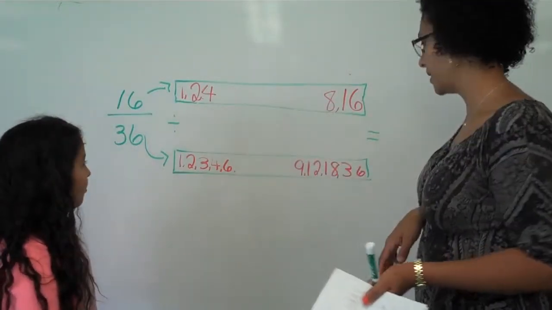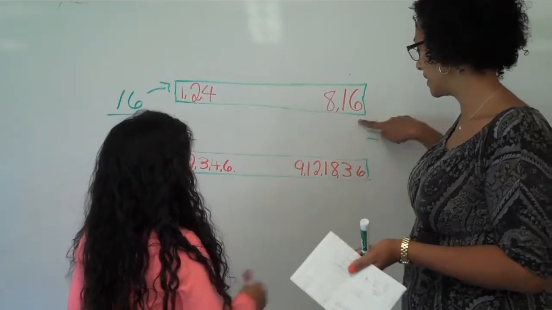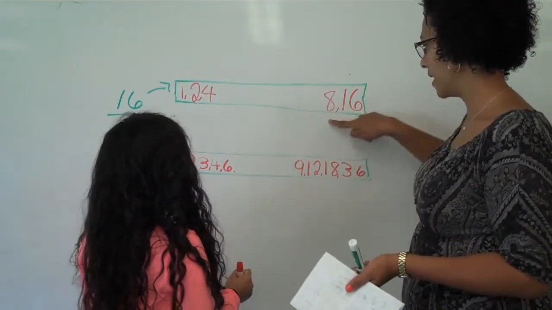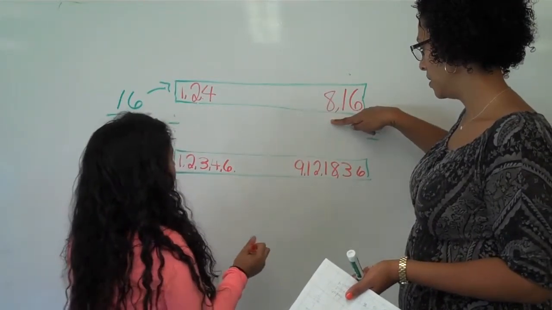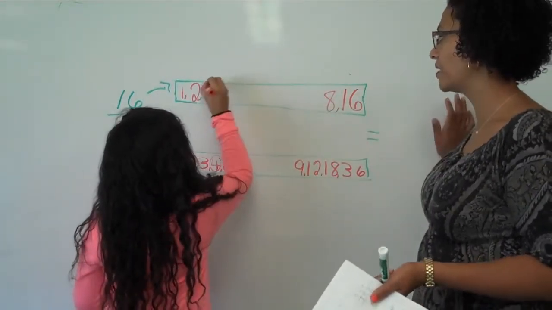Now we're going to look for the greatest common factor. What do you see that's the biggest? Is there a 16 down here? No. What about an 8? No. What about a 4? Yes. So 4 is our greatest common factor.